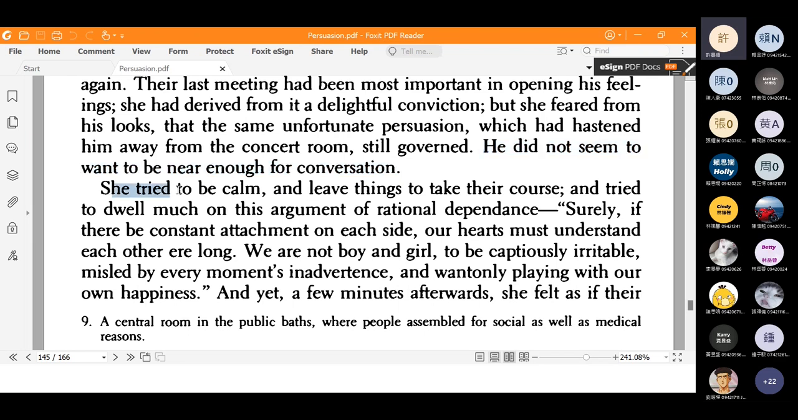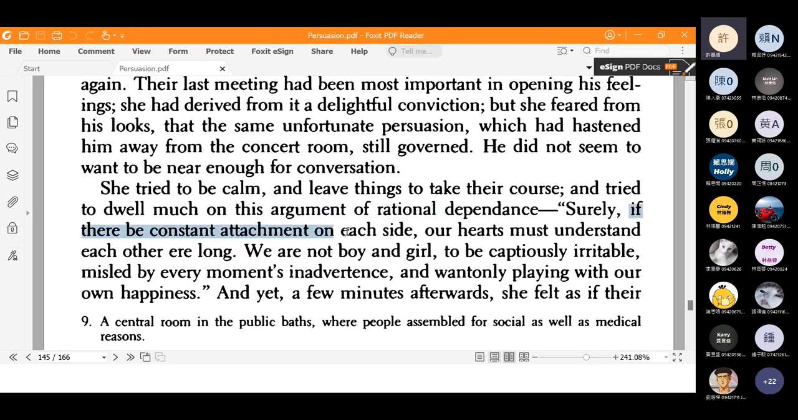So she tried to be calm and leave things to take their course. Course here means a path, a trajectory. So to let things follow their own path. And she tries to talk to herself. Surely. Surely means 一定的吧. It's not something that's sure. It's a supposition.